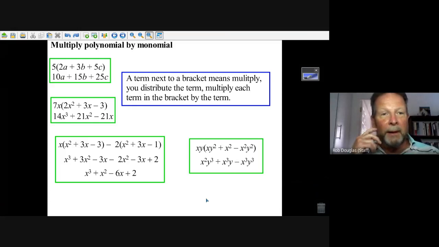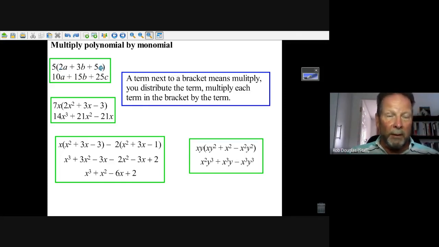We're going to look at multiplying a polynomial by a monomial. A monomial means one term, and a polynomial means two or more terms. So that 5 there, that number just by itself, is called a monomial. And this here is a polynomial, 2a plus 3b plus 5c. Those are three terms added together, sometimes also called a trinomial.